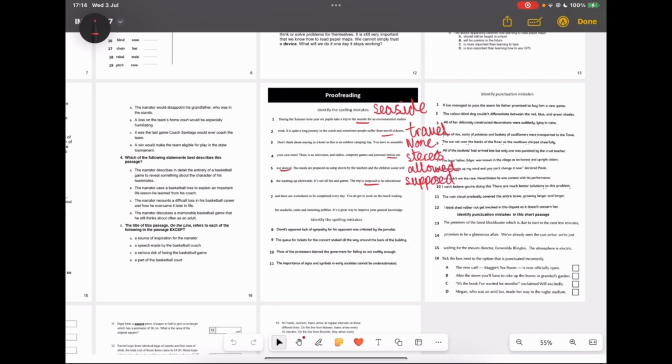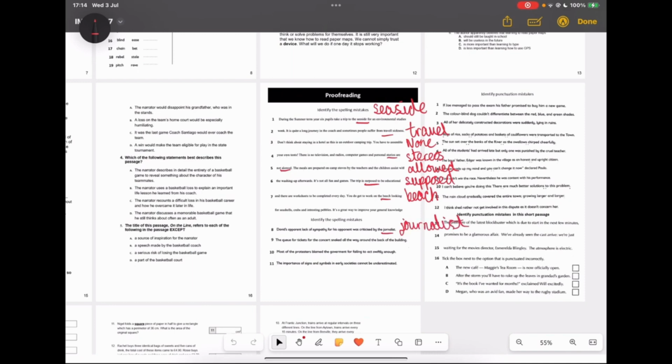You do get to work on the beach, looking for seashells, crabs, and interesting pebbles. So beach is B-A-C-H... It's a great way to improve your general knowledge. Okay, 8. David's apparent lack of sympathy for his opponent was criticised by the journalist, should be spelled journalist, journalist.